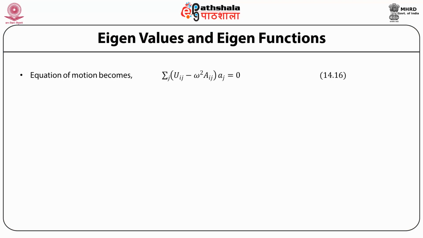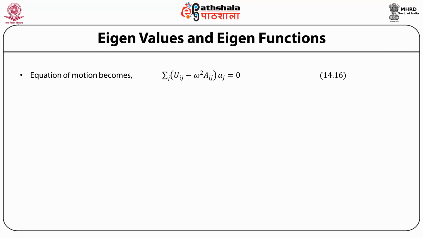The frequency omega has to be real, as can be seen from physical reasons. For if omega has an imaginary part, the solution eta j would have a term in the form of exponential minus alpha t or exponential alpha t, and energy would then have terms like these which will increase or decrease with time. But we have considered a conservative system in which the energy is conserved. Thus, omega has to be real. The equation of motion becomes sigma over j of u_ij minus omega square times a_ij, the whole thing multiplied by A_j, is equal to 0.